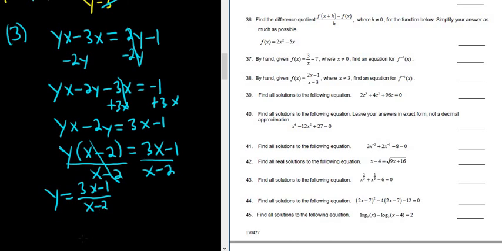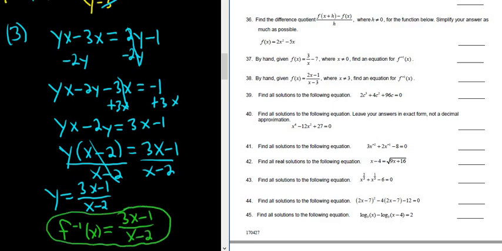Now the problem wants us to write an equation for the inverse function. So the last thing to do would be to replace y with f inverse of x. So f inverse of x is equal to (3x minus 1) over (x minus 2). And that is the final answer. I hope that made sense.